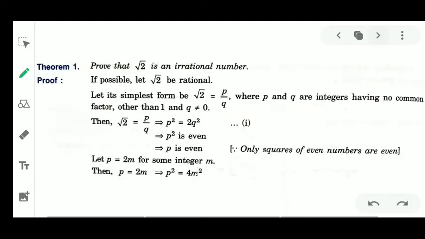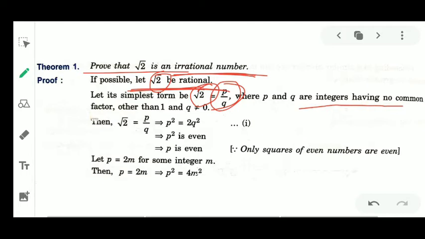Okay, now we have theorem 1. Prove that root 2 is an irrational number. For that we first take, let root 2 be a rational number. We can express root 2 in the form of p by q, where p and q are integers having no common factors other than 1, and q is not equal to 0. So root 2 equals p by q.